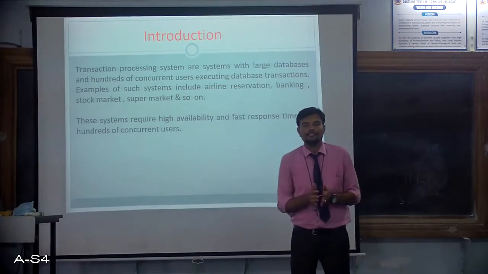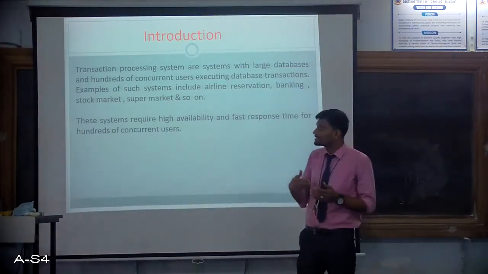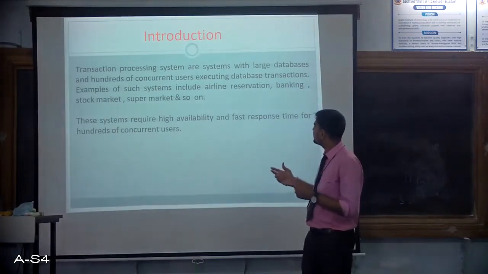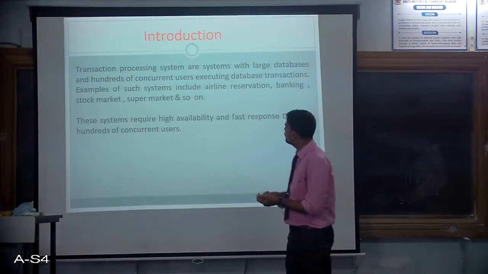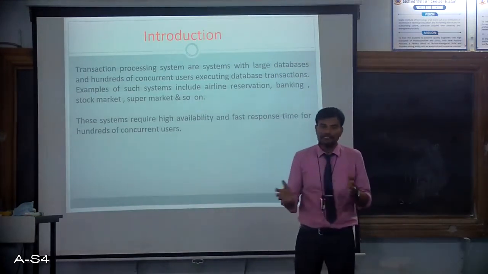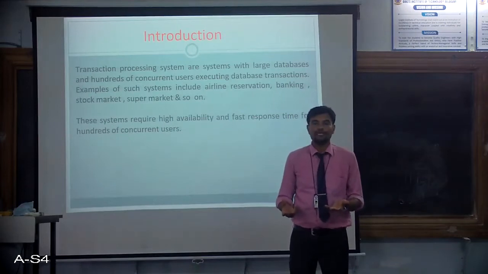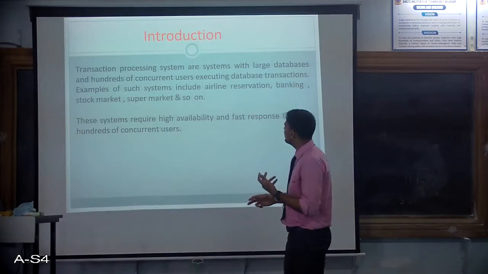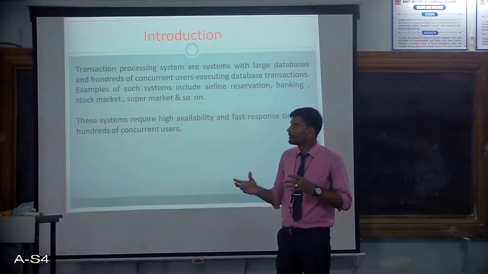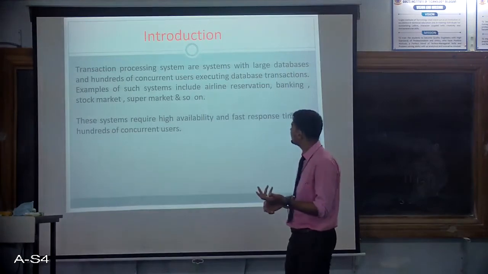So what are transaction processing systems? Transaction processing systems are systems with a large database and hundreds of concurrent users executing database transactions. Here two parameters are involved: we have a large amount of database, and a number of users are involved and executing transactions concurrently.